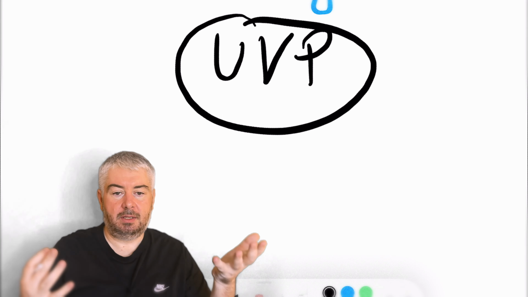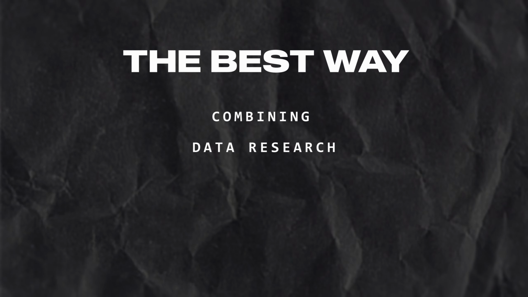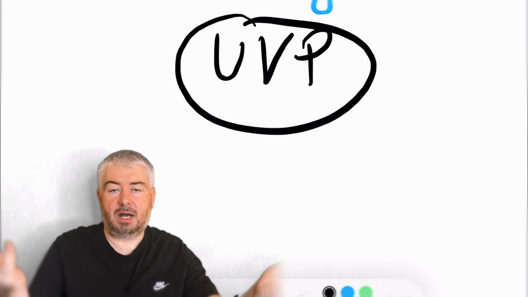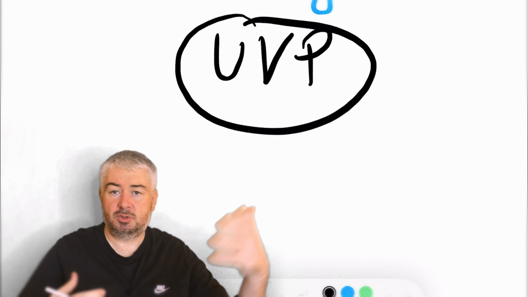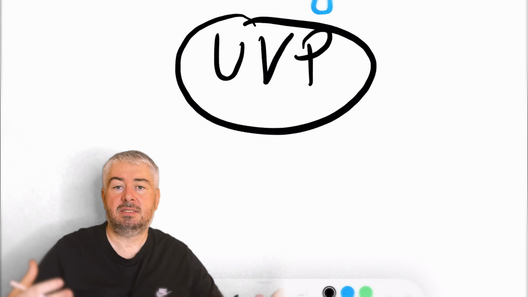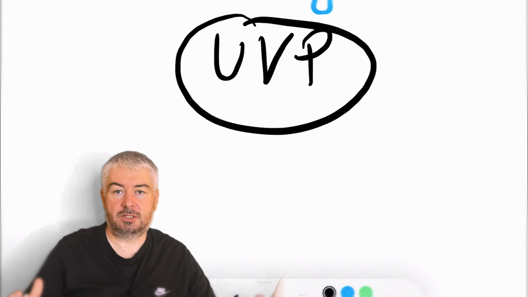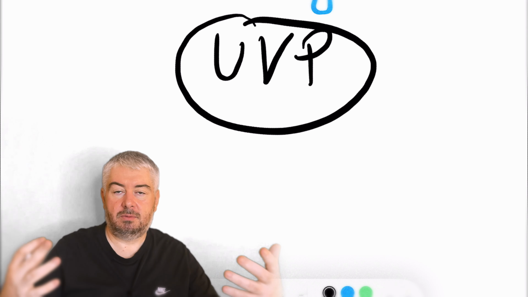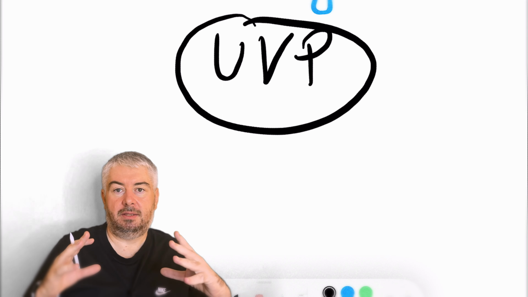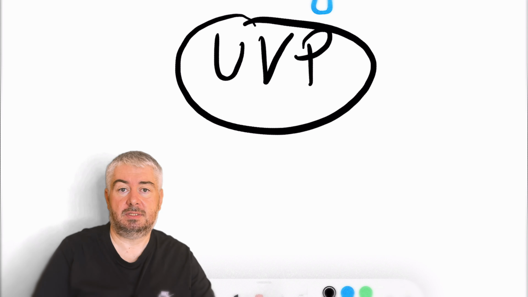But in my opinion, the best possible way is when you combine data research with people research, human research, which basically means go out there and get them on a Zoom call, talk to them in person, get them on a phone call, and just spend some time with those people, talk to them, ask a lot of questions, and just really have that deep understanding of them, and that will help you a lot in this whole process.